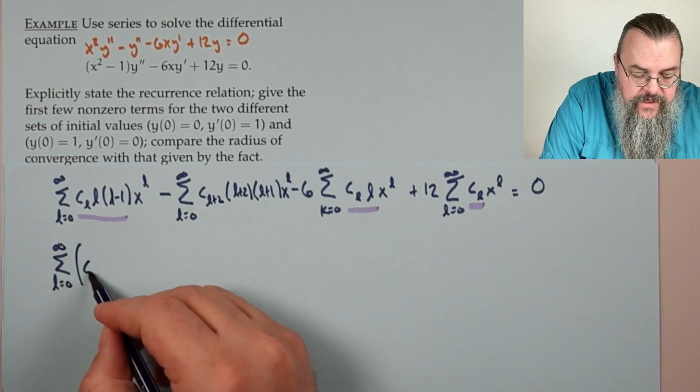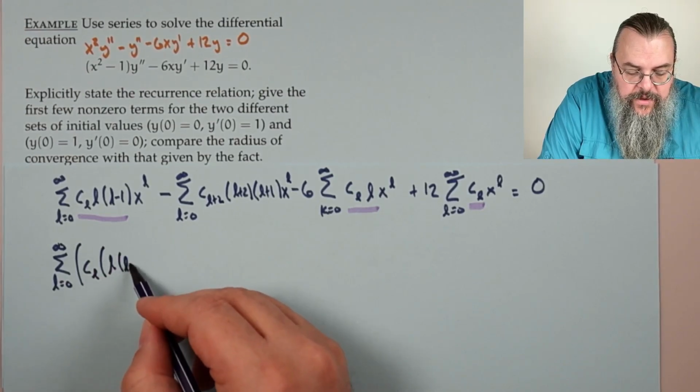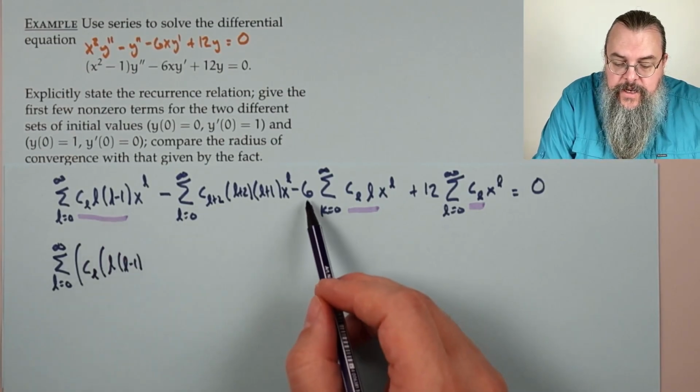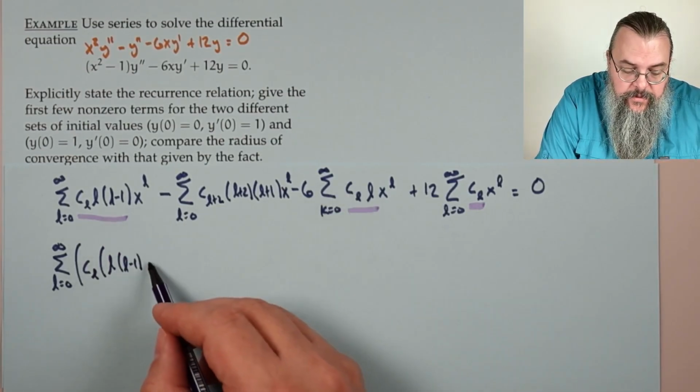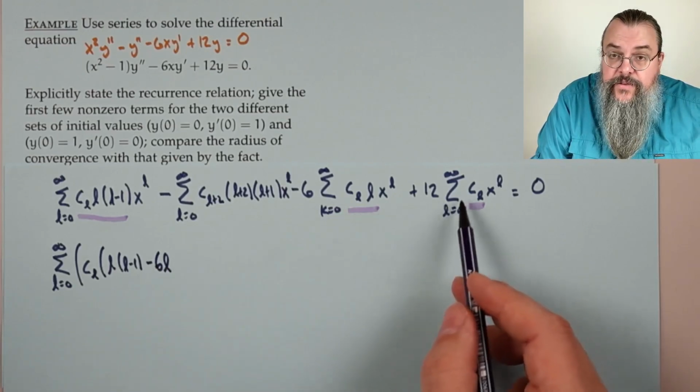All right, so we have c_L, and then we have L times (L minus 1) from this part. Here we have minus 6L, and then here we have plus 12.